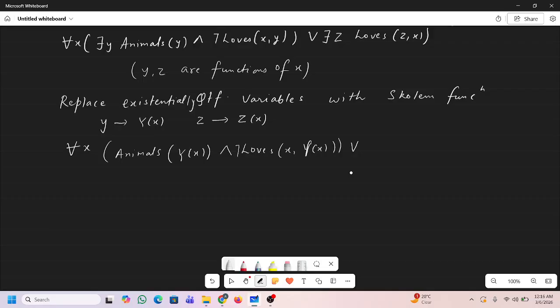Or, and there exists some z. So the exists will get replaced here. What will be there? It will be loves, replacing it with the Skolem function z of x and x. Okay, so here y of x and z of x are Skolem functions.